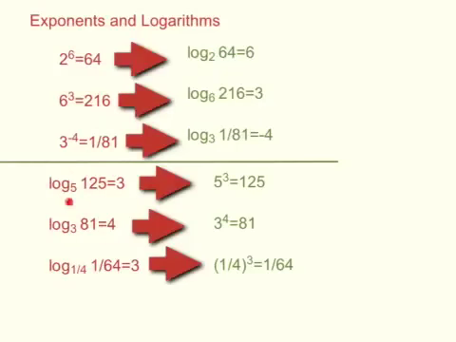Log base 5 of 125 is equal to 3 is the same thing as 5 to the third power equals 125. Log base 3 of 81 equals 4. If I switch things around, it's the same thing as 3 to the fourth equals 81. And the log base 1/4 of 1 over 64 would be equal to 3. In other words, 1/4 to the third power equals 1 over 64.